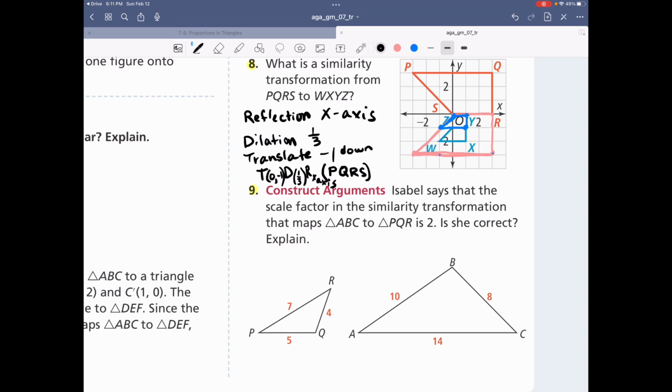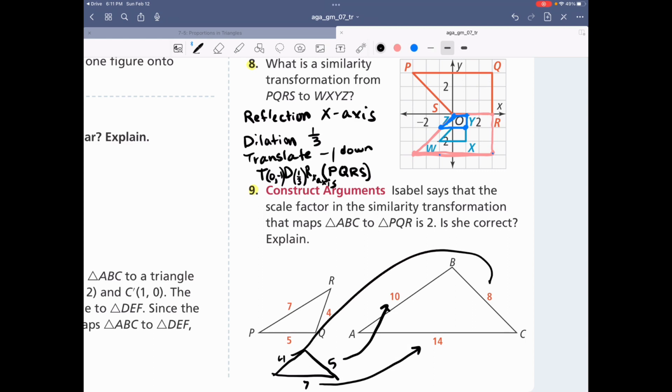and we put 7 on the bottom, and then 4 here and 5 here, then 7 times 2 is 14, and 5 times 2 is 10, and 4 times 2 is 8. But it didn't really look like it was until I flipped it and rotated it. So you have to rotate and reflect and then dilate.